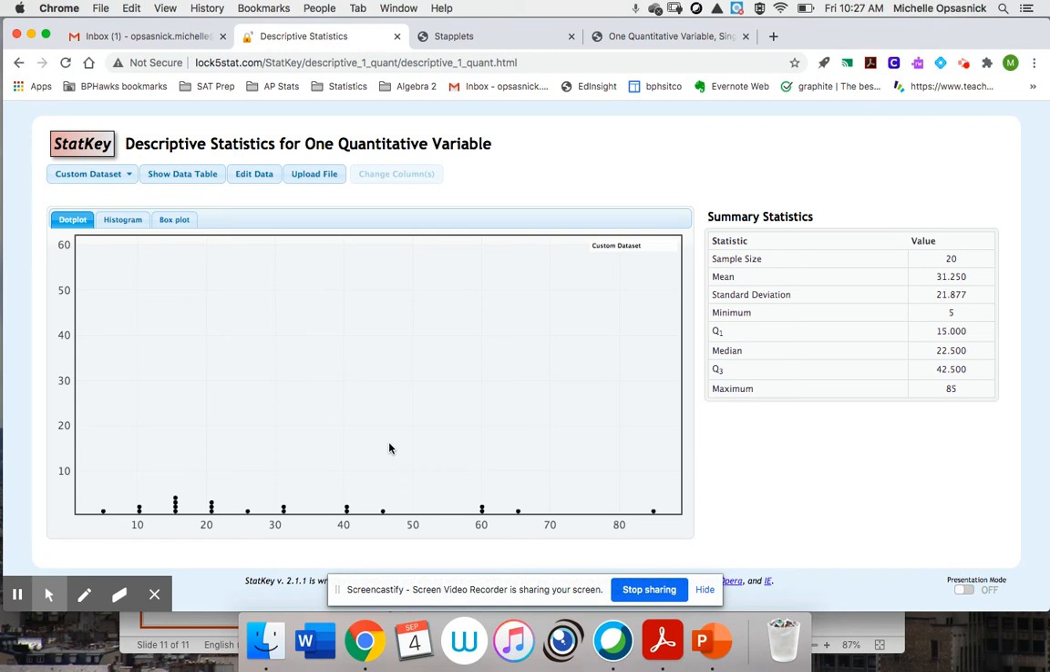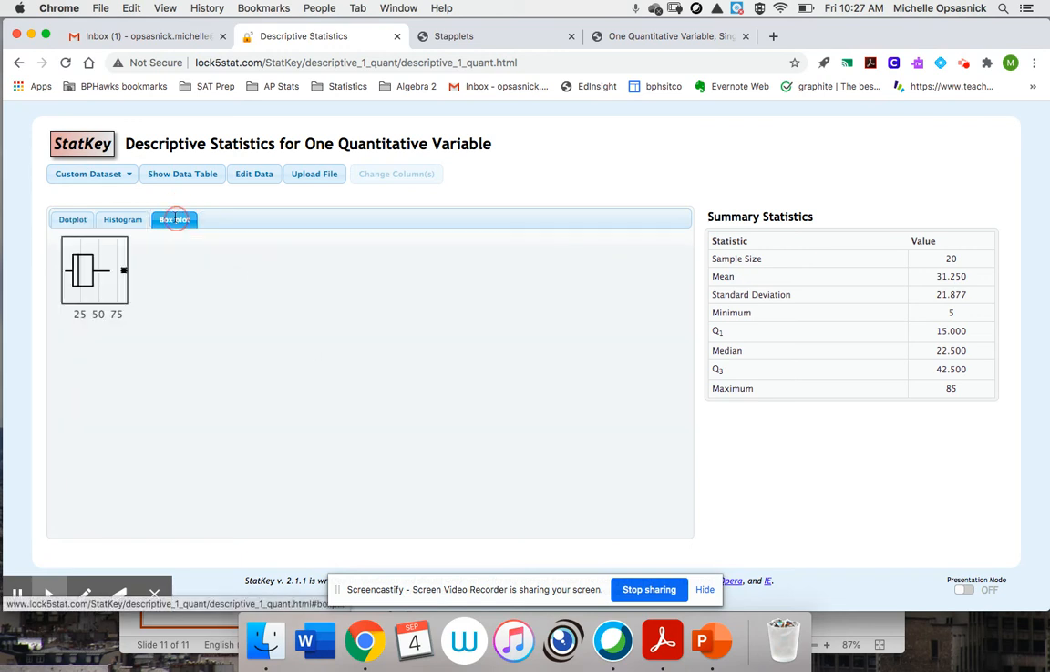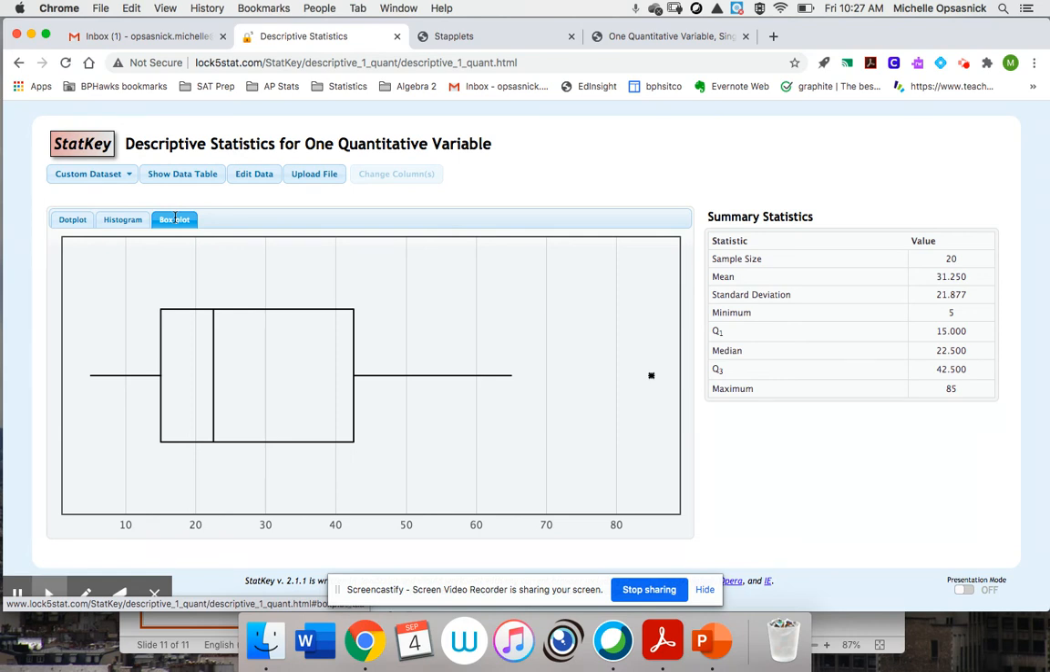I also want to show you here on StatKey, if I click on this box plot tab, it's going to show me that modified box plot. So again, here's our box plot, and then that outlier at 85 is denoted. And if you hover over, it gives you the value for that point. It doesn't show you the 5-number summary here, but again, you can pull it from the chart on the right.